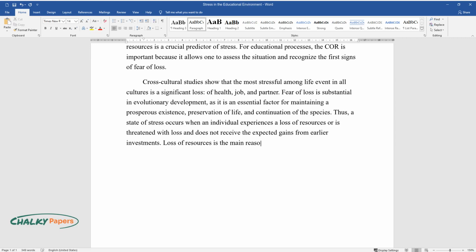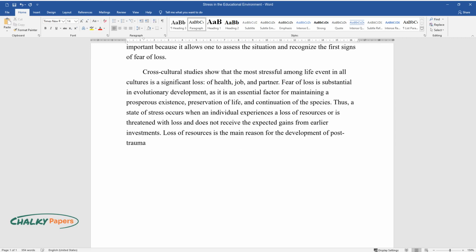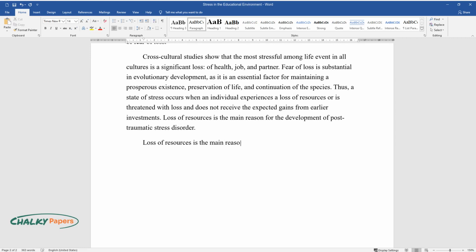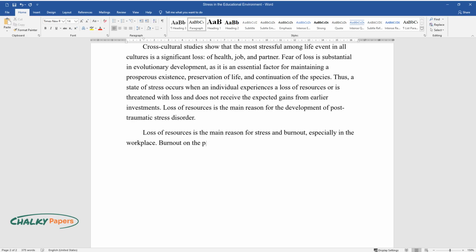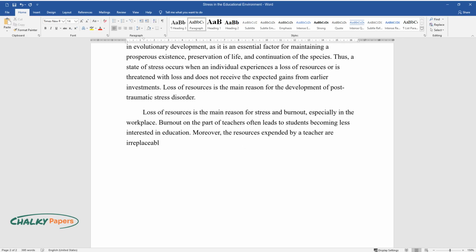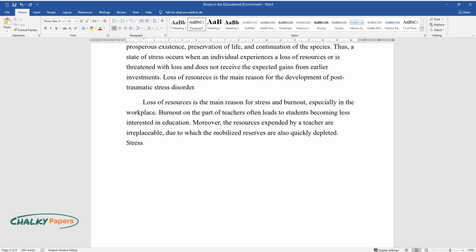Loss of resources is the main reason for the development of post-traumatic stress disorder. Loss of resources is the main reason for stress and burnout, especially in the workplace. Burnout on the part of teachers often leads to students becoming less interested in education. Moreover, the resources expended by a teacher are irreplaceable, due to which the mobilized reserves are also quickly depleted.